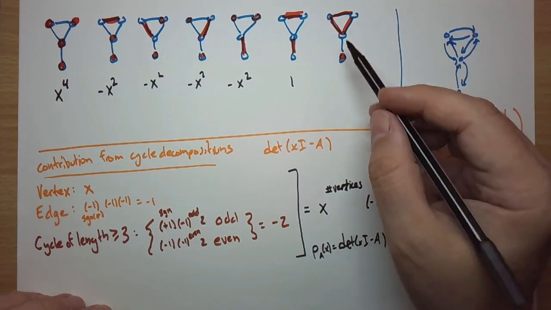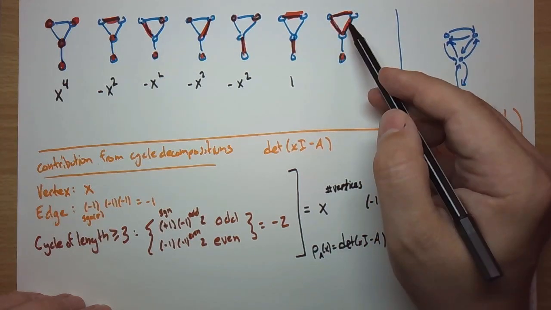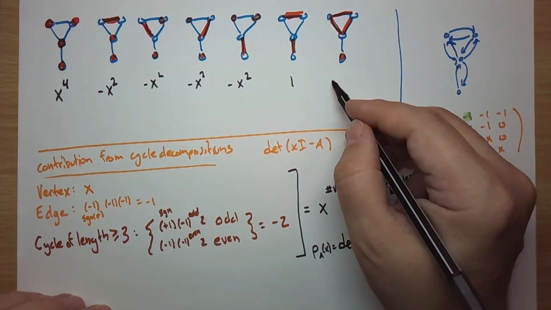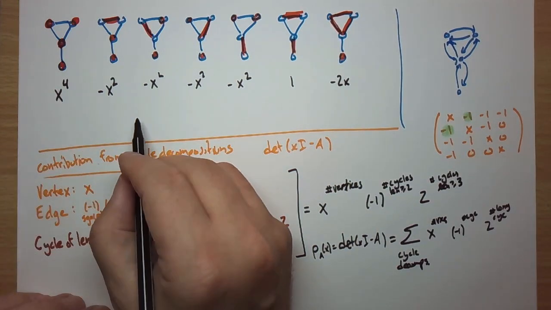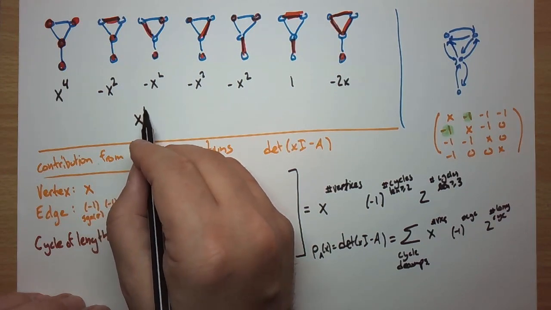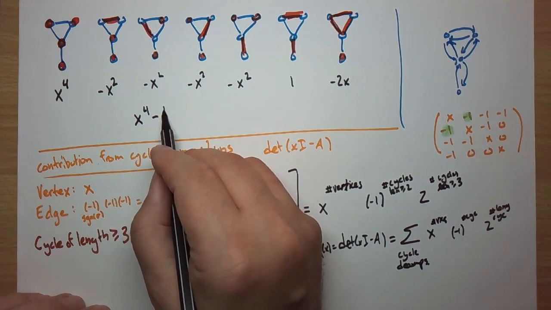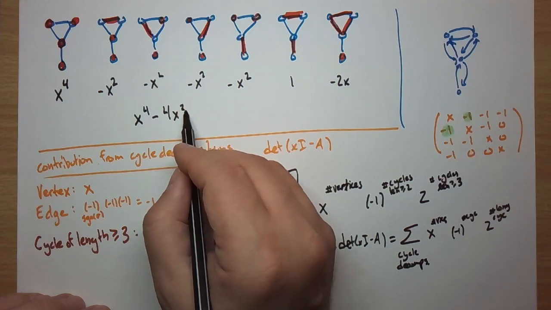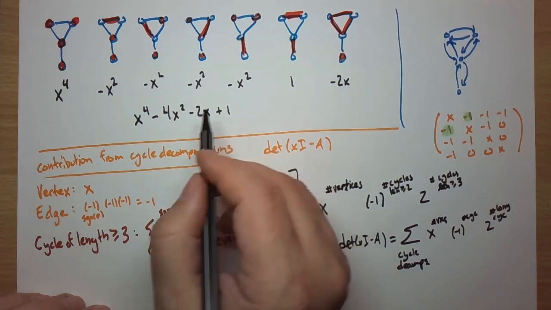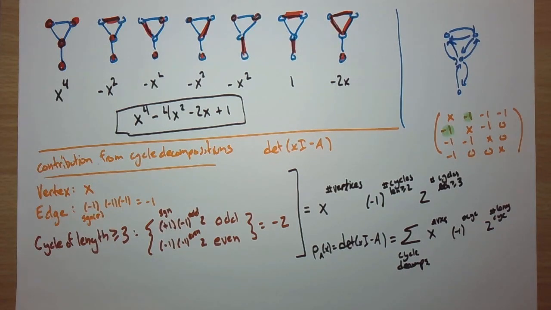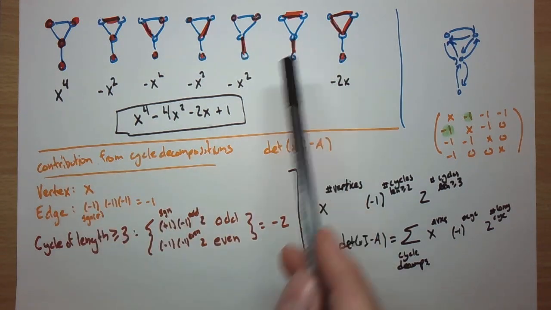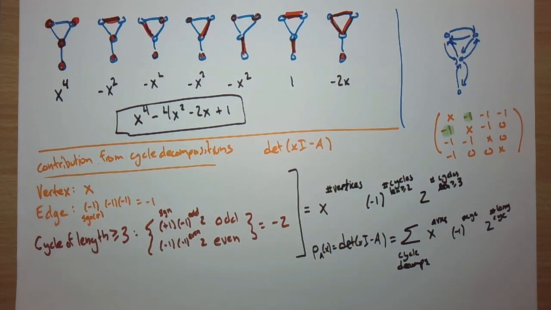2x. Negative 2x, because you have a negative 2 from that cycle and an x from that cycle. And you put this all together and you say, okay, so this characteristic polynomial is x to the fourth minus 4x squared minus 2x plus 1. So we found the characteristic polynomial for the Petersen graph, and we did it in a combinatorial way by looking at all the possible ways that we could have written this out.